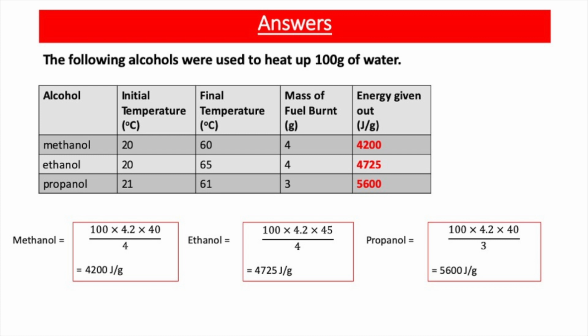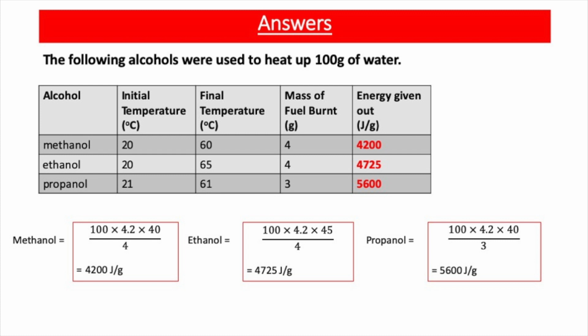gram. Now if I look at ethanol, I had 100 grams of water in my flask, or my can. I times it by 4.2, and I times it by 45, because the temperature rise is 45 here. It went from 20 to 65. I divide it by 4, because I had 4 grams of fuel burnt. So my final answer is 4,725 joules per gram.